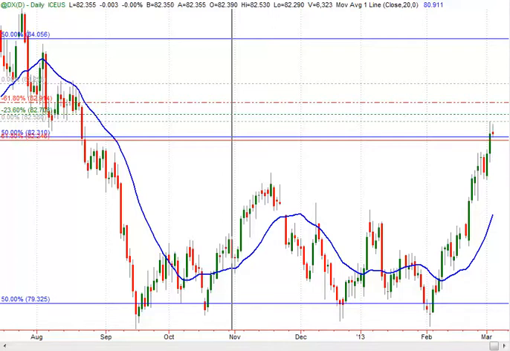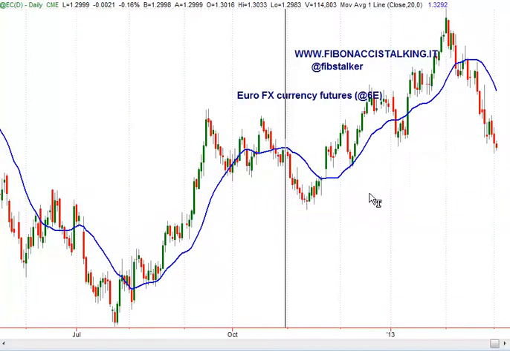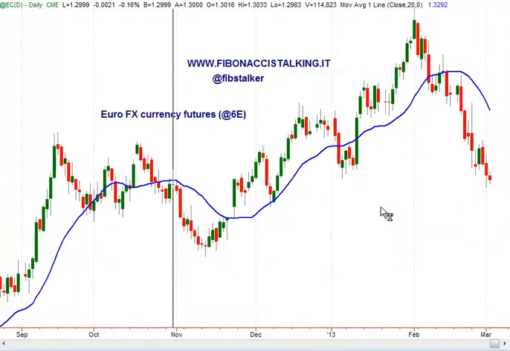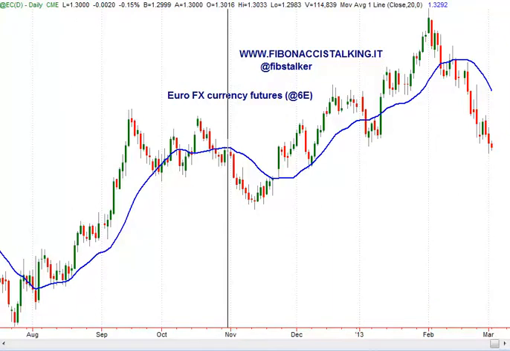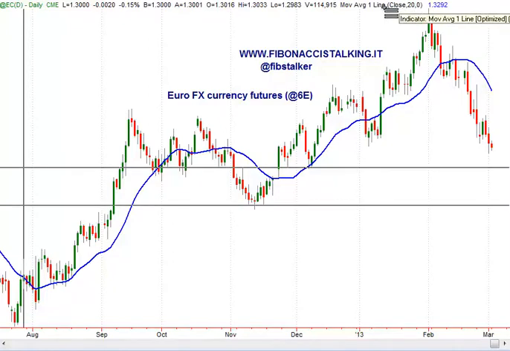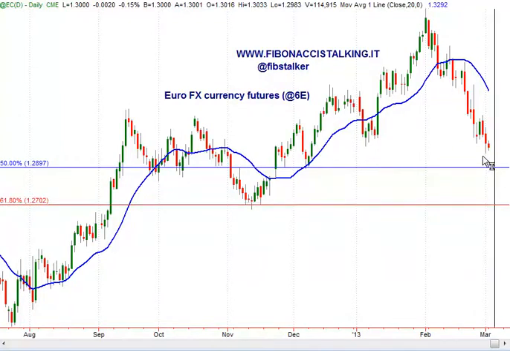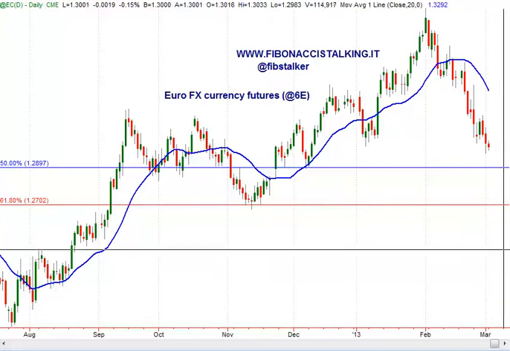So very quickly on the euro FX currency futures, we have this level of support, 129 area, in which we expect participation. So the simple thing we can say here, and you can review the other videos, is that we are waiting for price to get back into this 129 area, and then we should see some sort of consolidation.